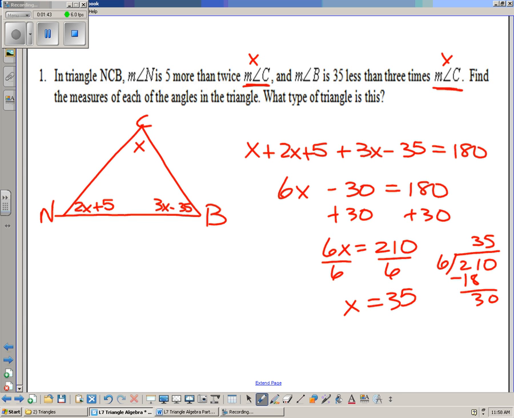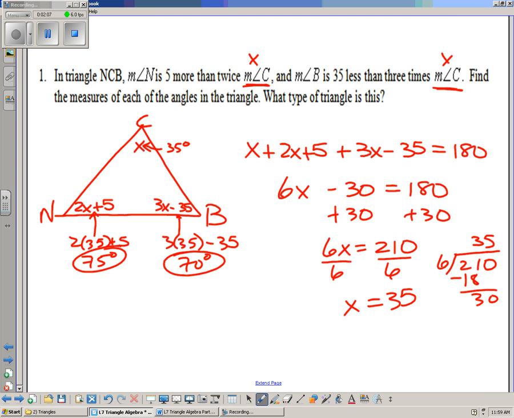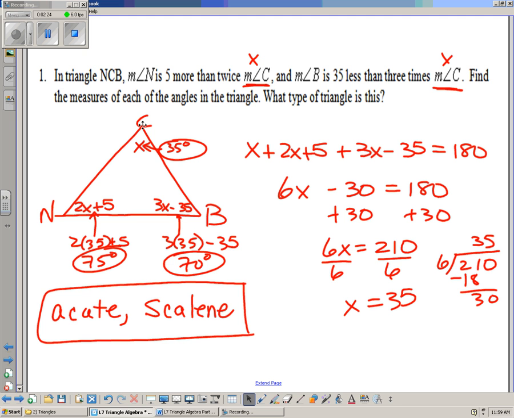We want to find each of the angles. Angle C happens to be 35 degrees. Angle N would be 2 times 35 plus 5, which is 75 degrees. And angle B is 3 times 35 minus 35, which happens to be 70 degrees. So the angles are 70, 75, and 35. And therefore, this triangle, we can say, is acute because all of the angles are acute. And we can also say it's scalene because none of the angles are equal. So it's an acute scalene triangle.